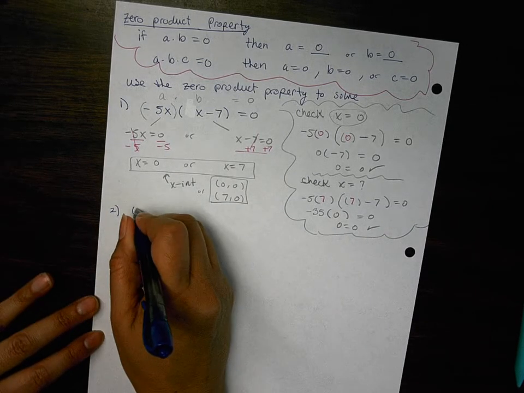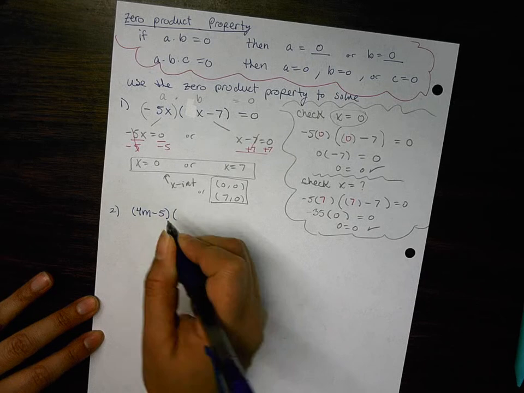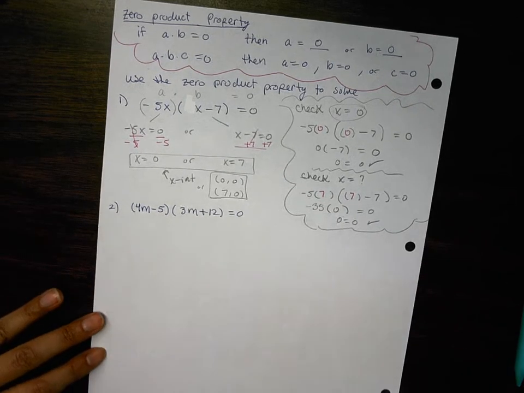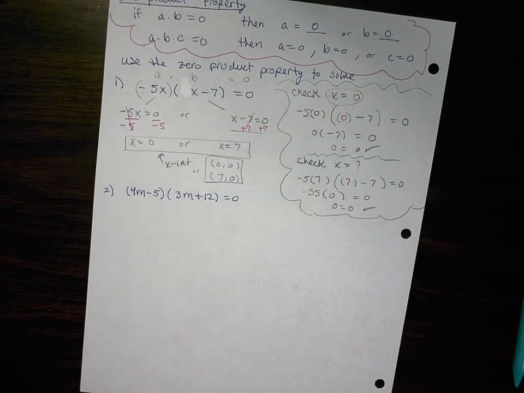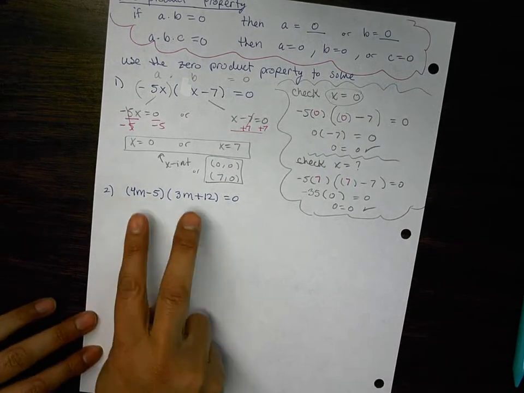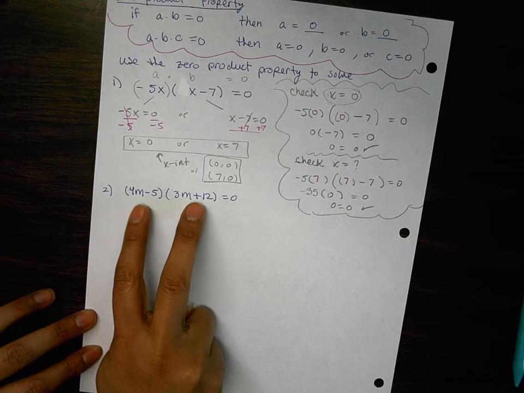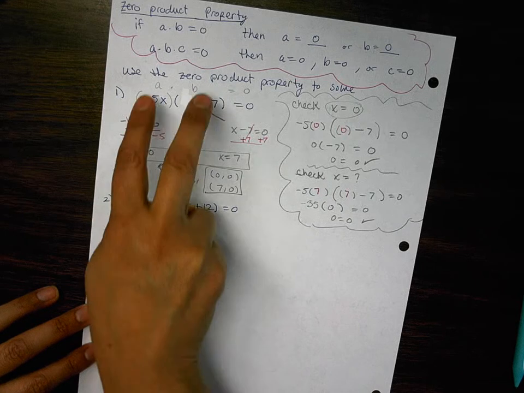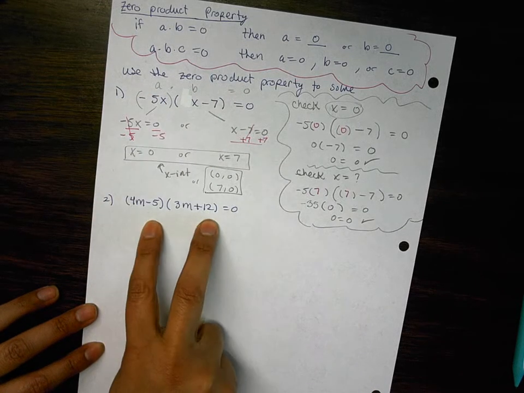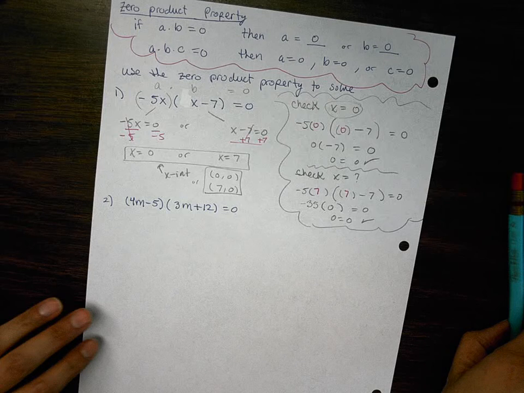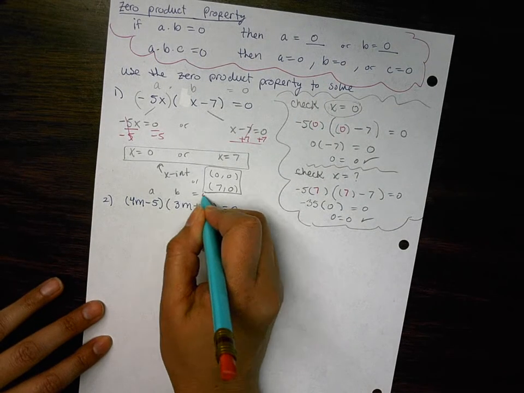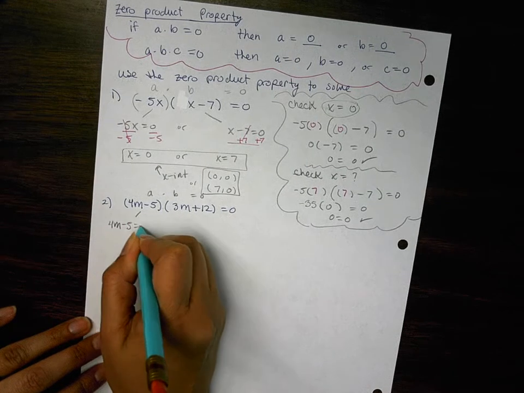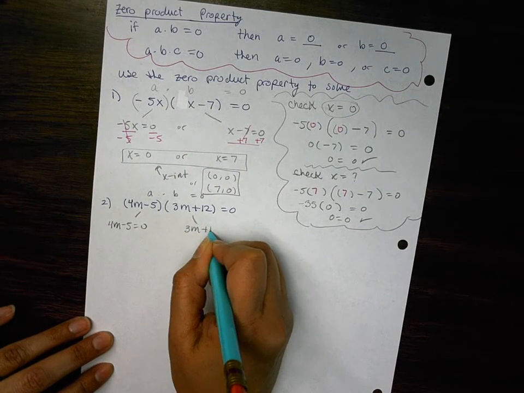4m minus 5 times 3m plus 12. Now, this is also factored form, and how many factors are there here? 2, just like up here. This one looked different, but is it still 2 factors in both cases? Yes. So this is also like a times b equals 0. So I do 4m minus 5 equals 0, and 3m plus 12 equals 0.